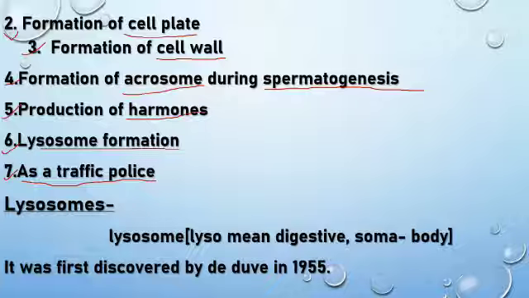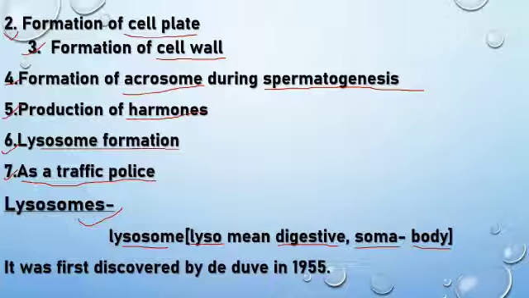So our next important cell organelle is the lysosome. Here we can see the word lysosome is divided into two parts. First is lyso, and the next one is soma. So what is the meaning of the word lysosome? The meaning of lyso is digestive, and the meaning of soma is body.